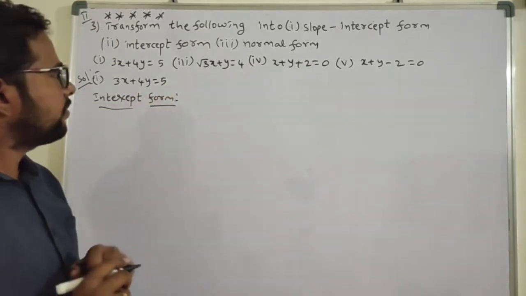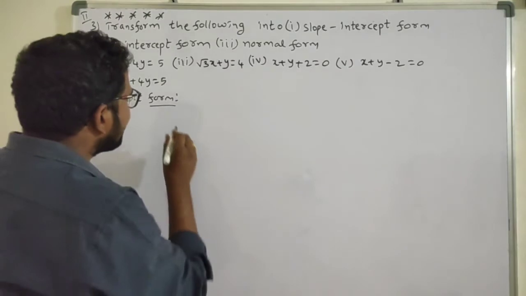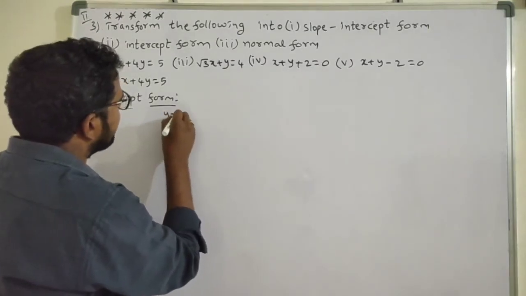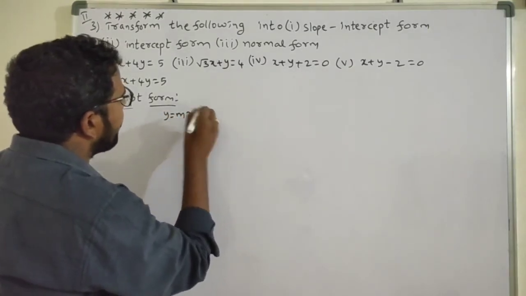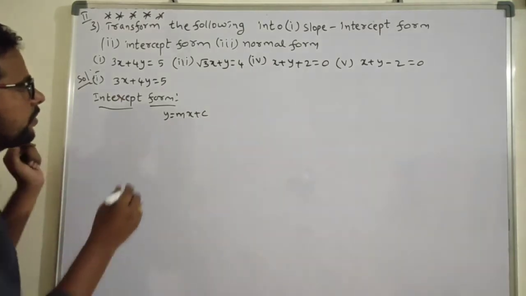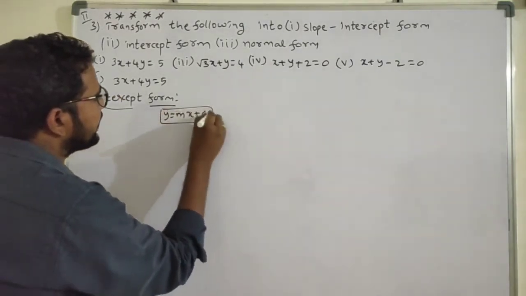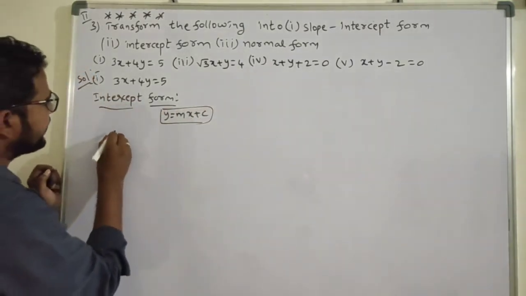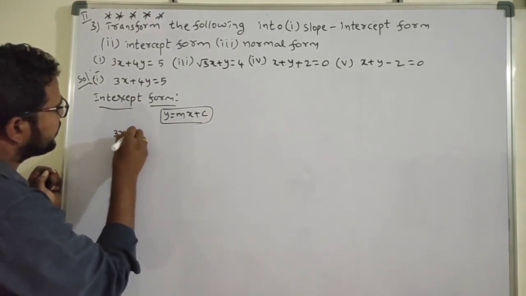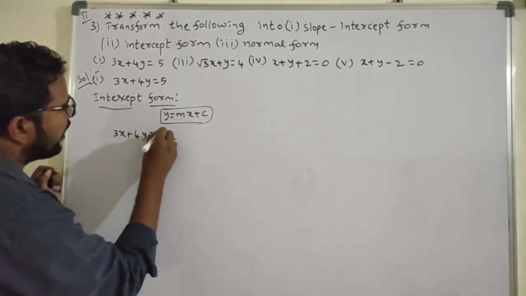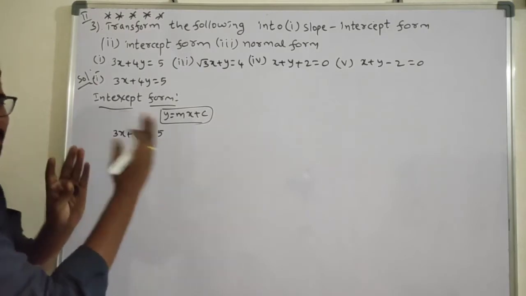Intercept form lo convert చేద్దాం. What is intercept form? Y is equals to mx plus c. ఈ ఫామ్ లో కన్వర్ట్ చేయాలి. So what is given equation? 3x plus 4y is equals to 5. And left side only y ఉండాలి, remaining terms right side తీసుకెళ్ళాలి.